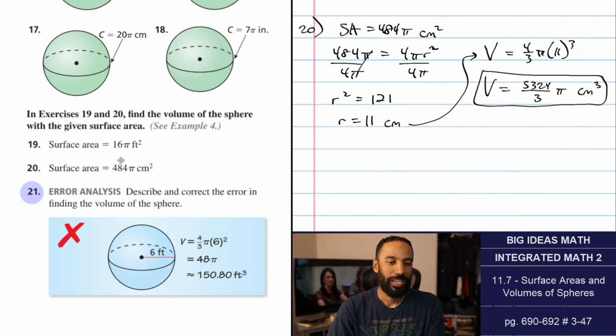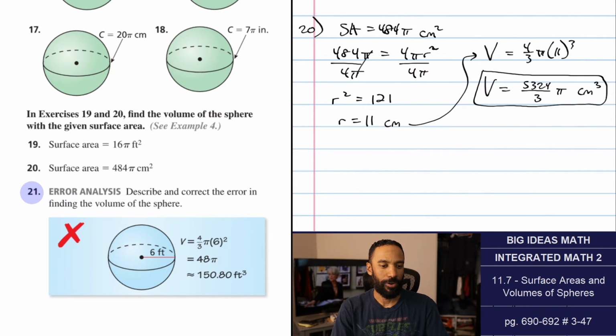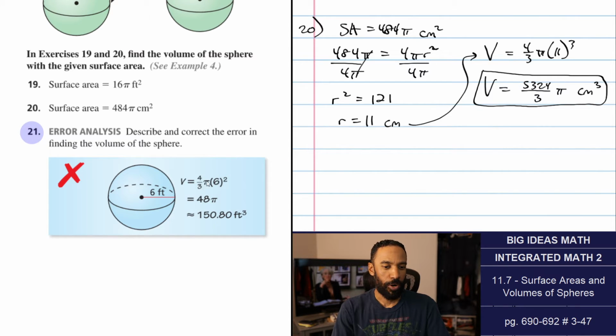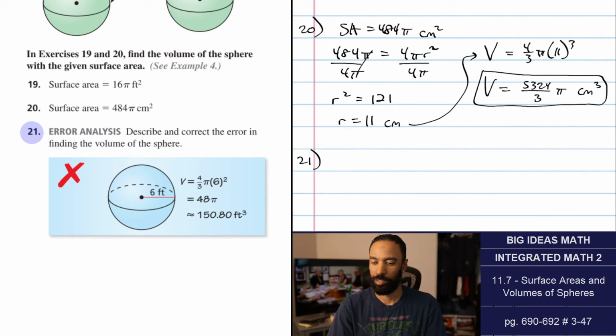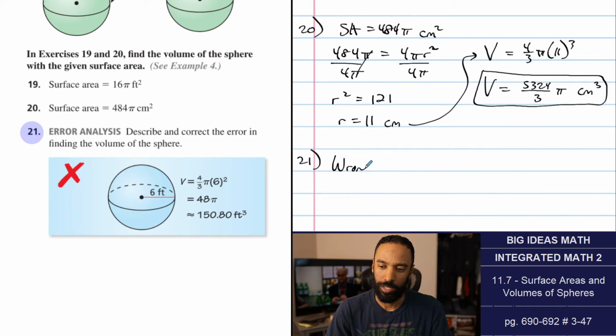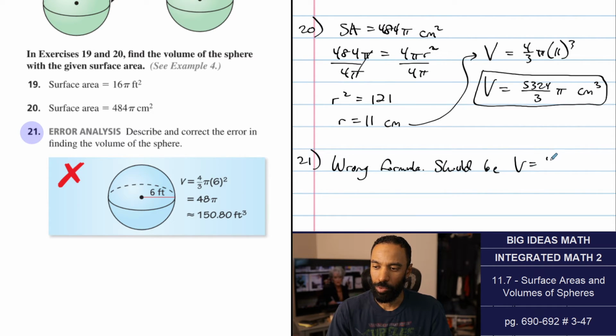Let's use one. Error analysis. Describe and correct the error in finding the volume of the sphere. 4/3 pi times 6. Oh, this should be cubed, not squared. I assume the rest of the math will be correct, and I assume we're going to have to correct it. It does say correct the error. So their formula is wrong. I'll just, instead of typing, wrong formula should be volume equals 4/3 pi r cubed.